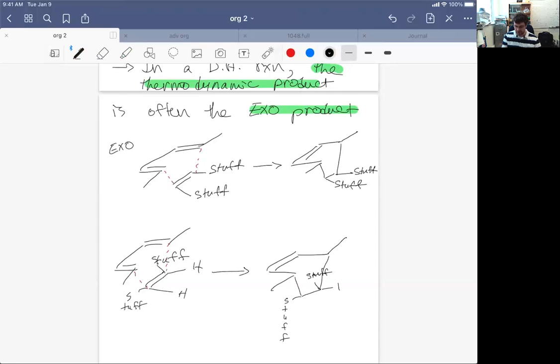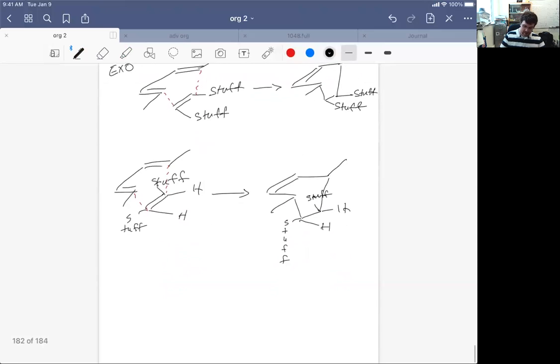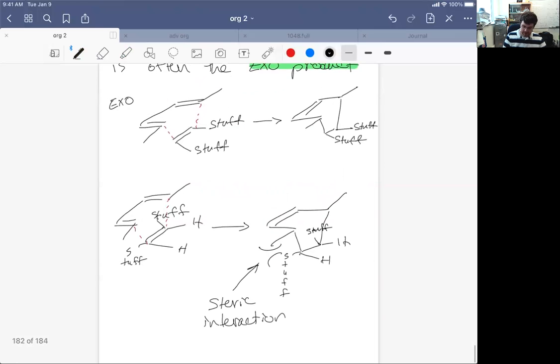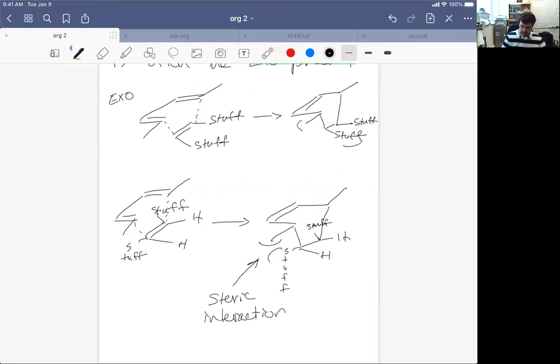Okay, the hydrogens are sticking out and away. The stuff is sticking underneath. What I want you to recognize is that the stuff now is imposing steric hindrance on the product. We have our stuff on the same side of the ring as the methyl groups. And so there's a steric interaction, we would say. Whereas in the previous case, the stuff is pointed away from the methyl group. We have no steric, I'll call it steric clash.